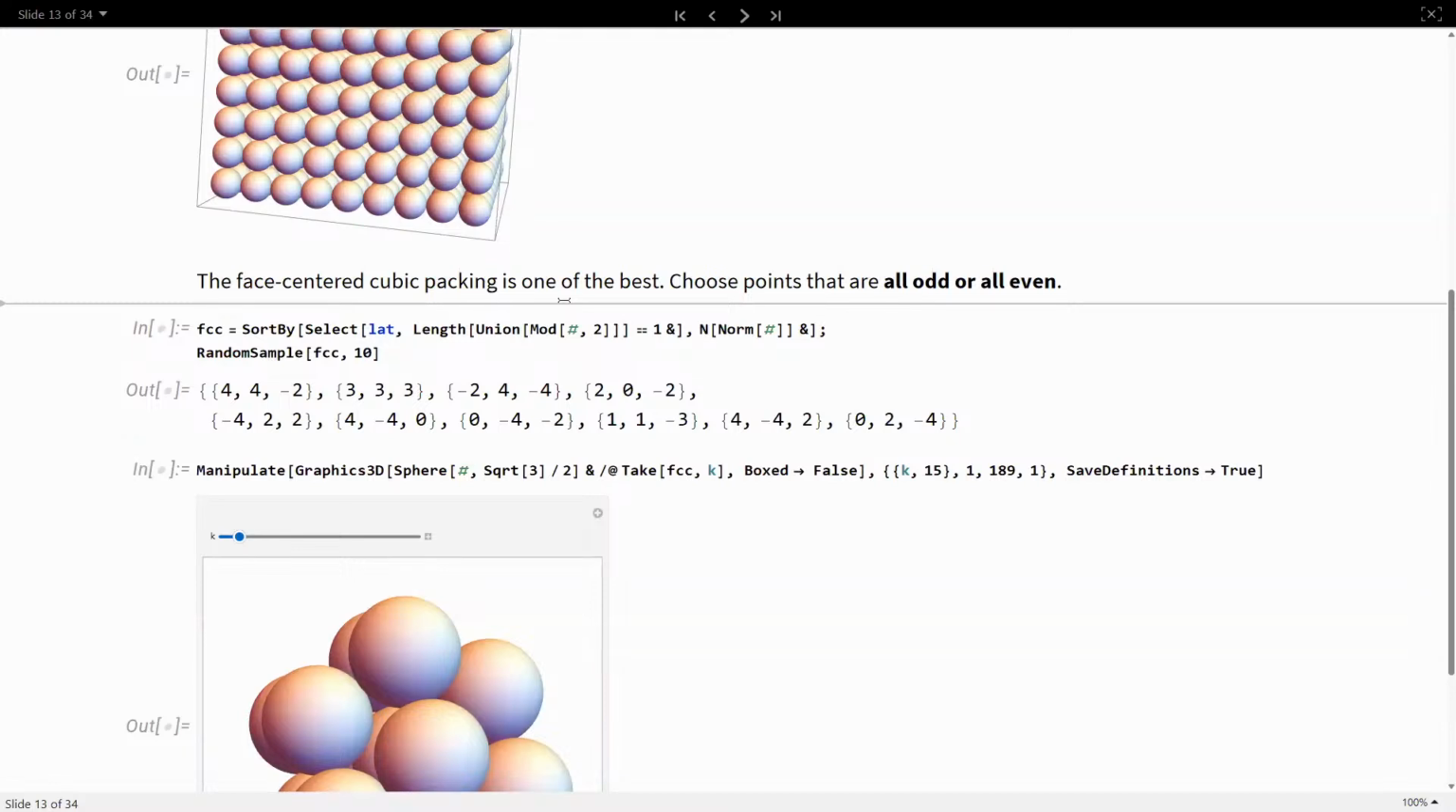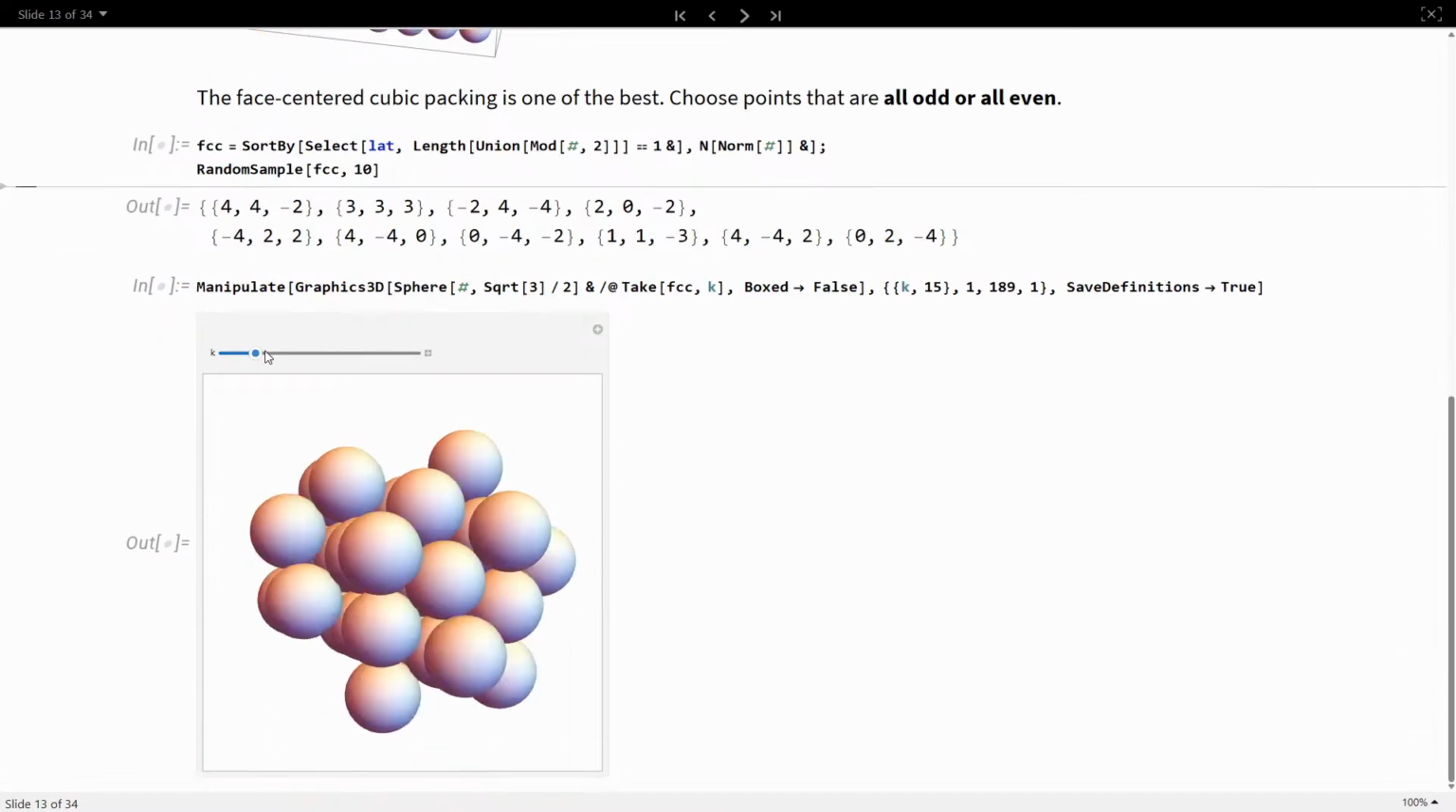And the way of coming up with that lattice is to choose points that are either all odd or all even. So here's code that will do that. And we can get a sample of the FCC lattice this way. So here, all the X, Y, Z values are even. Here, they're all odd, all even again, all even, all odd. So that's one way of building up the face-centered cubic packing lattice, is to just pick points that are either all odd or all even.